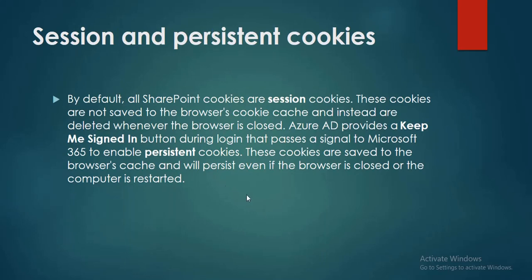The next two topics are session and persistent cookies. When accessing, you might have noticed that your sessions are retained. These are nothing but cookie information stored in the browser. Azure AD lets you save those credentials, and the next time you try to log in, it will use the same cookies. That is called persistent cookies, and these cookies are saved in the browser's cache and will persist even if the browser is closed or the computer is restarted.